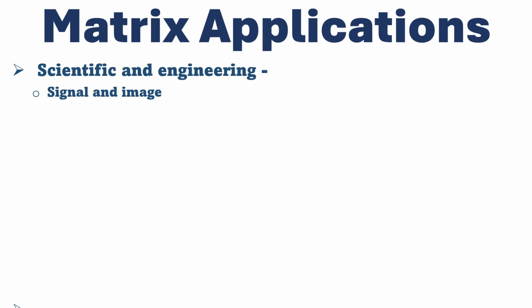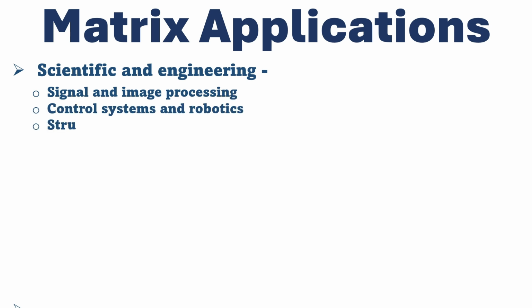Now let's look at the MATLAB matrix applications. The MATLAB matrix has a wide range of applications across different fields of science and engineering. Here are some common and practical use cases. Starting with the scientific and engineering, it can be used in signal and image processing, control systems and robotics, structural analysis in civil and mechanical engineering. Finite element analysis, that is FEA, uses matrices to model how forces and stresses are distributed in the structures, and there the MATLAB matrix is used widely.